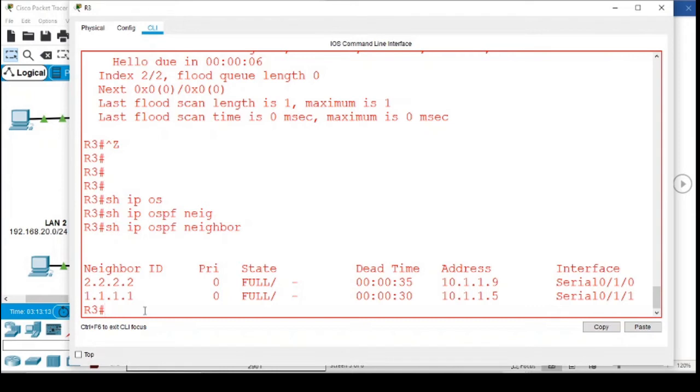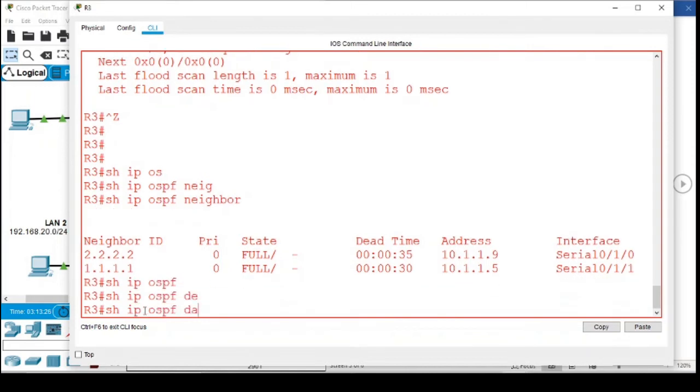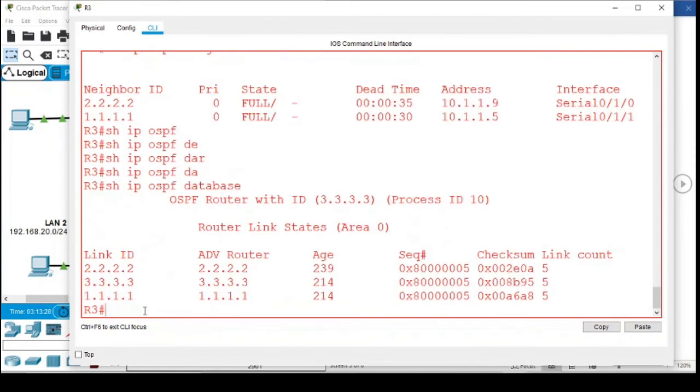Then we have the neighbor table, as they are called. Then we have to check the topology table or database table. So show IP OSPF database. Okay, and this is about the entire map.